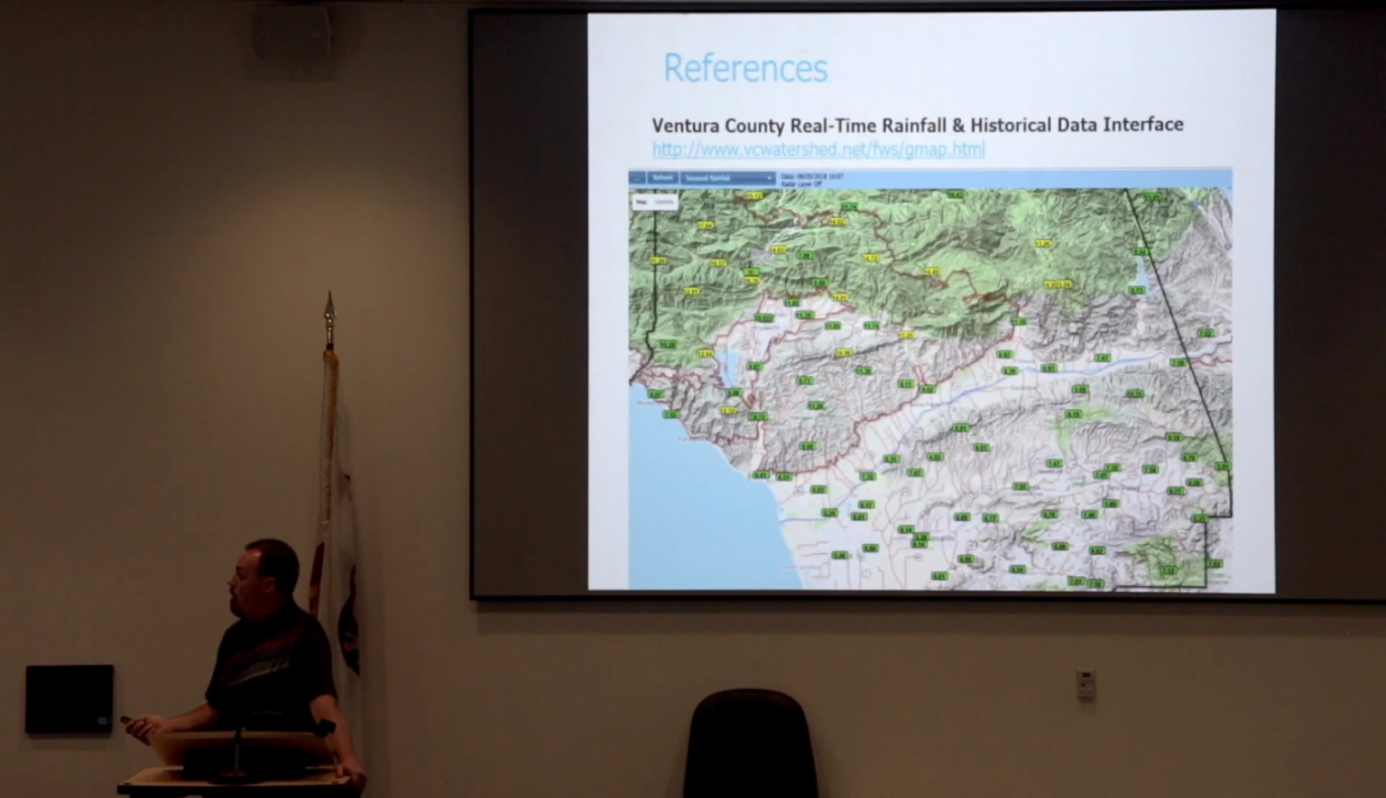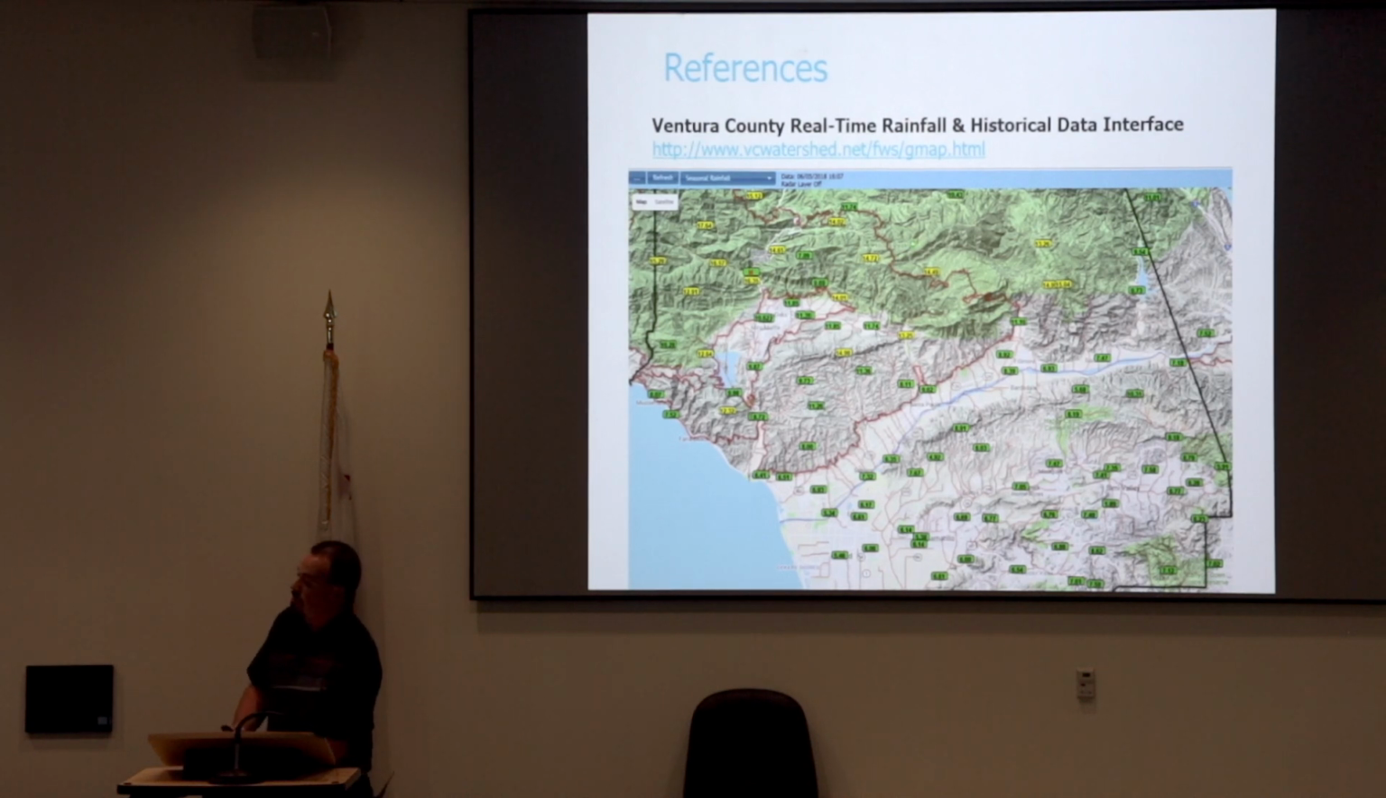The Ventura County Real-Time Rainfall and Historical Data Interface. So I use this quite a bit just for monitoring stormwater and rain events. This site allows you to see the real-time rainfall at any rain gauge throughout Ventura County. So all the different dots there, whether it's yellow or green, those identify all the different rain gauges that we're actively monitoring at any time.